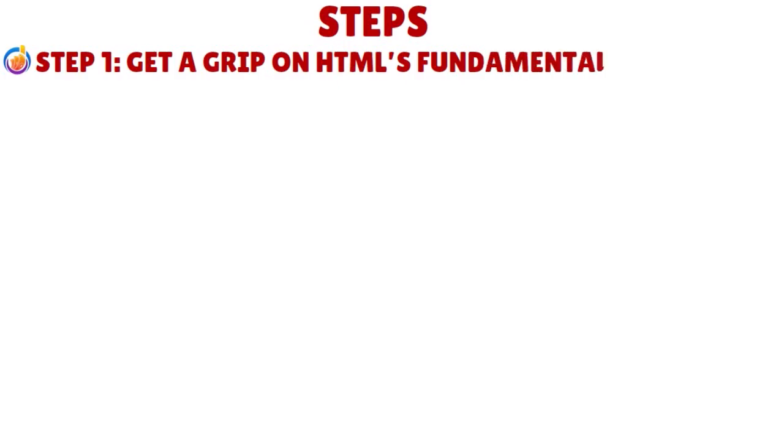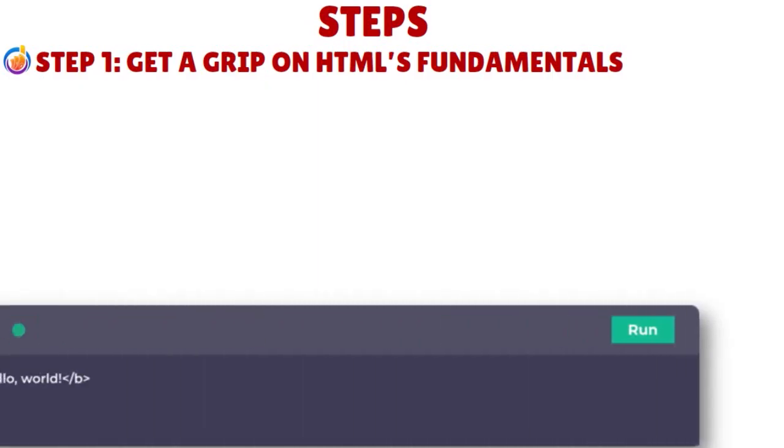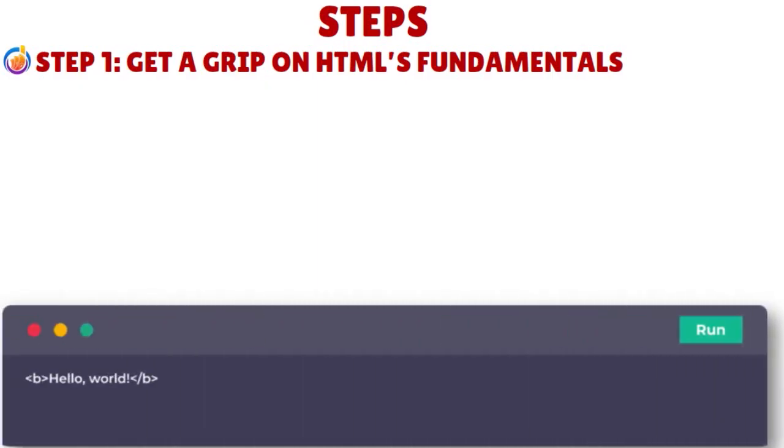So here are the steps I want you to really pay attention to. If we are thinking about HTML versus CSS, first of all, you need to get a grip on HTML's fundamentals. An HTML tag is the fundamental building block of an HTML document. I'm showing you on the screen here an example of a tag. There is a B, in other words, an opening and a closing B. Any text between the starting tag and the ending tag will be bolded.